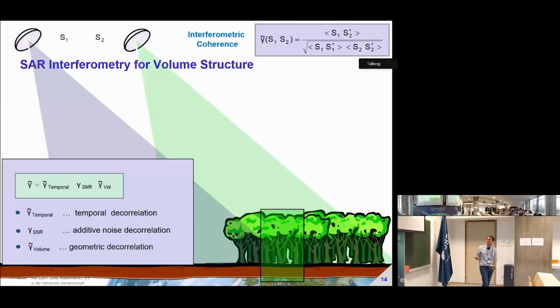Now, if you can model this and predict it, or even better if you don't have it and you can characterize it, what you are left with is just the geometric decorrelation. What is the geometric decorrelation?